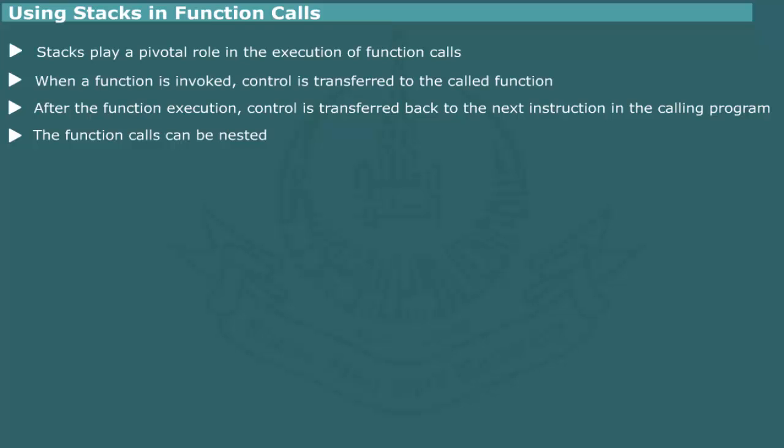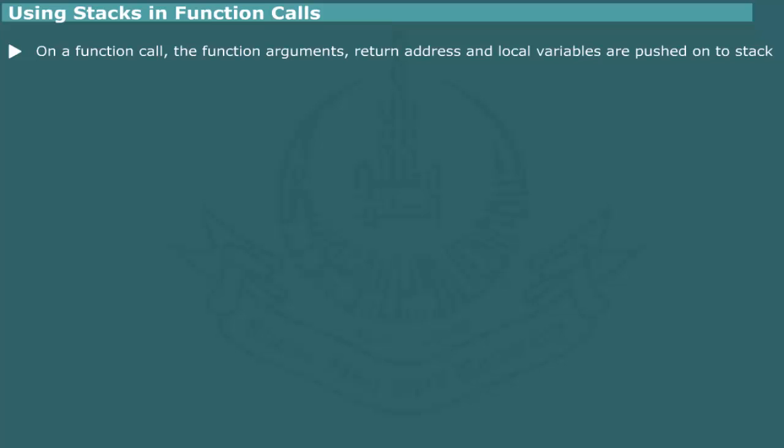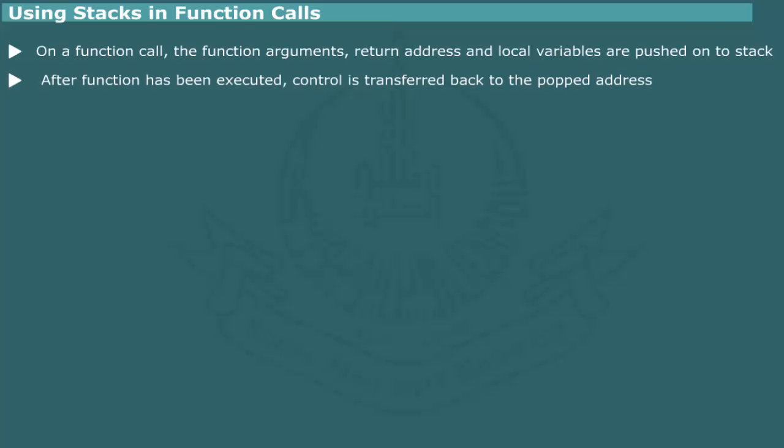In this process, the system must remember the addresses where to backtrack after the called function has been executed. Therefore, the return addresses and the local variables must be saved and retrieved in the reverse order. This task can be performed most efficiently with the aid of a stack. When a program or function calls another function, its arguments, the return address, and values held by the local variables are pushed onto the stack. After the called function is executed, the saved data is popped off the stack and control is transferred to the popped address.